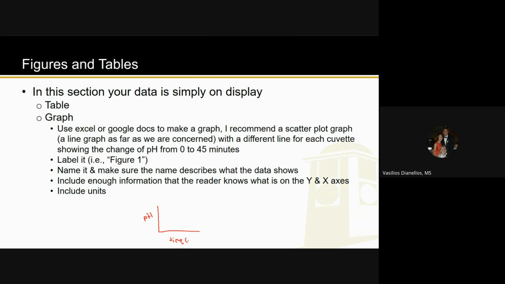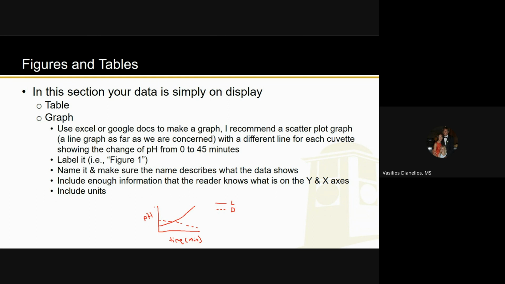Parentheses, don't forget your units, minutes, right? And then you have the pH in the cuvette in the dark started at whatever pH that is, slowly went down maybe. And the pH in the light started here, slowly went up, right? And then you would have a key somewhere that says, solid line is light, dashed line is dark, whatever. So that's basically how it's going to go.